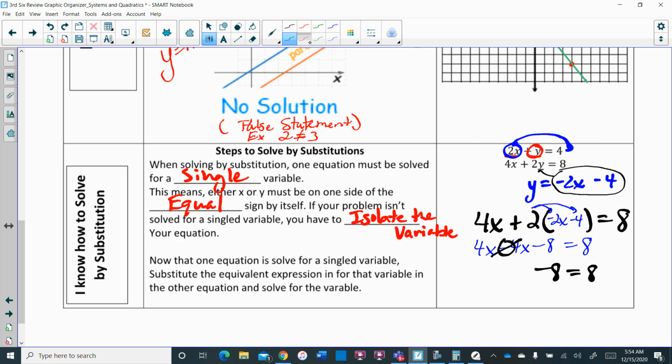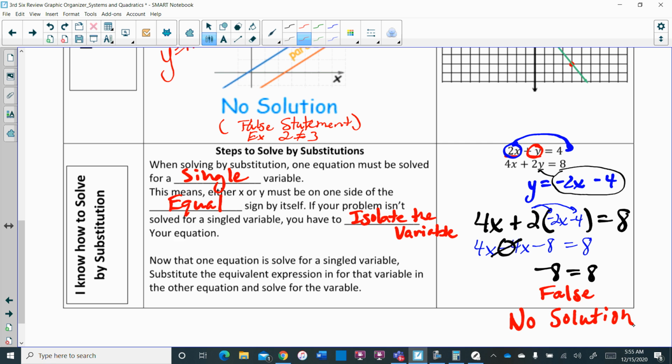This is back to what I was talking about. This is a false statement. So if that is false, make sure I have my sign right. Yeah, if that is false, then this answer is no solution, and you don't have to go any further. If we did have a value for x, then we would plug it back in and solve for the other variable. But if we get a false statement or a true statement, then we're done, because it's either going to be no solution or infinite solutions.